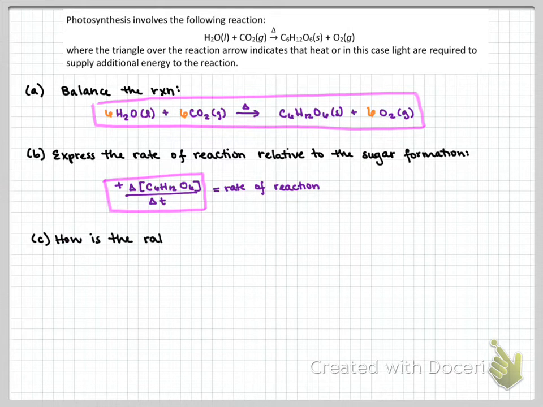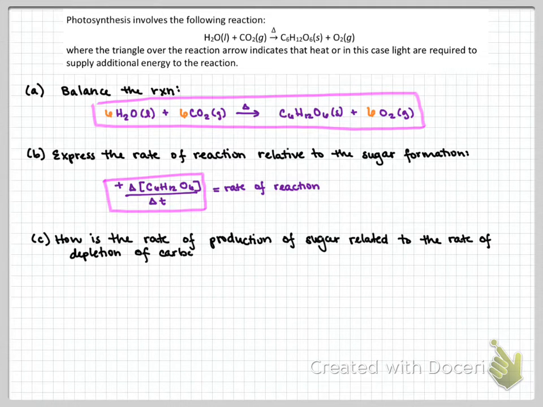The last thing we were asked to do for this question was to explain how the rate of production of sugar is related to the rate of depletion of carbon dioxide. So carbon dioxide is a reactant, so it's going away. So let's start by writing our rate of sugar, which is just positive change in the concentration of sugar or the amount of sugar divided by the change in time.